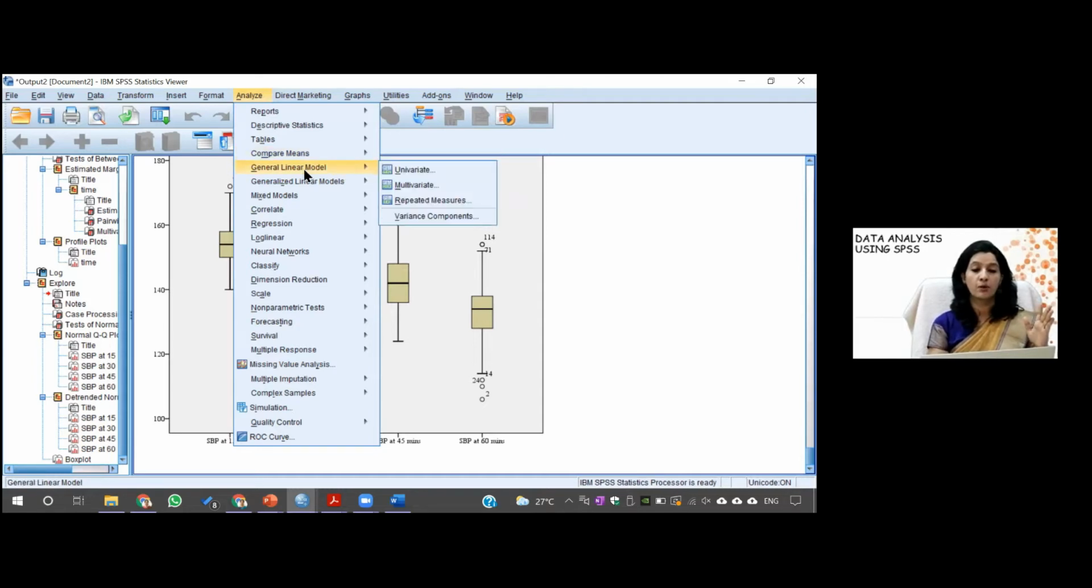It is done through the general linear model. That is just below this compare means option. Go to the repeated measures. Can you see this here?